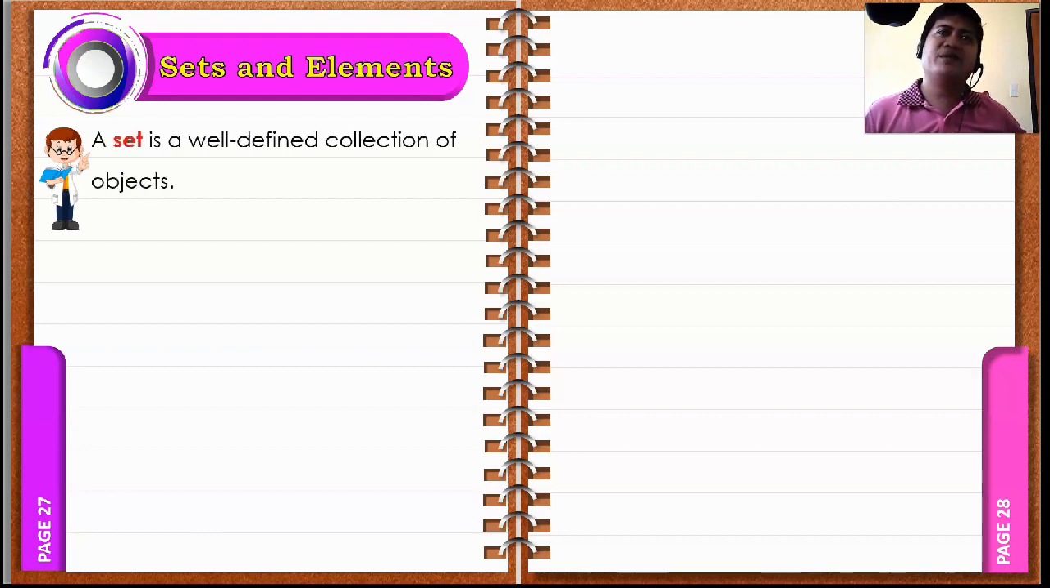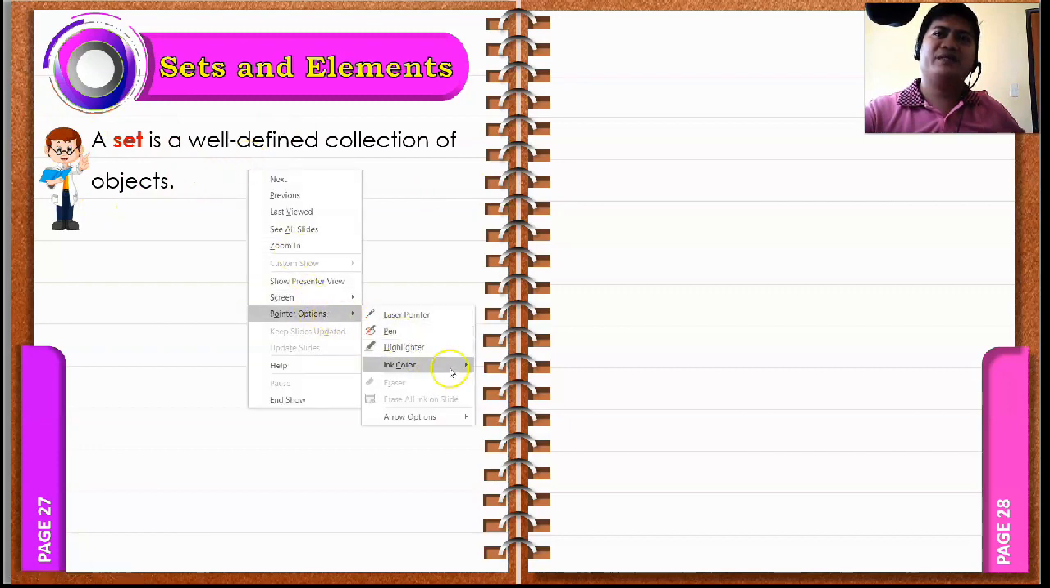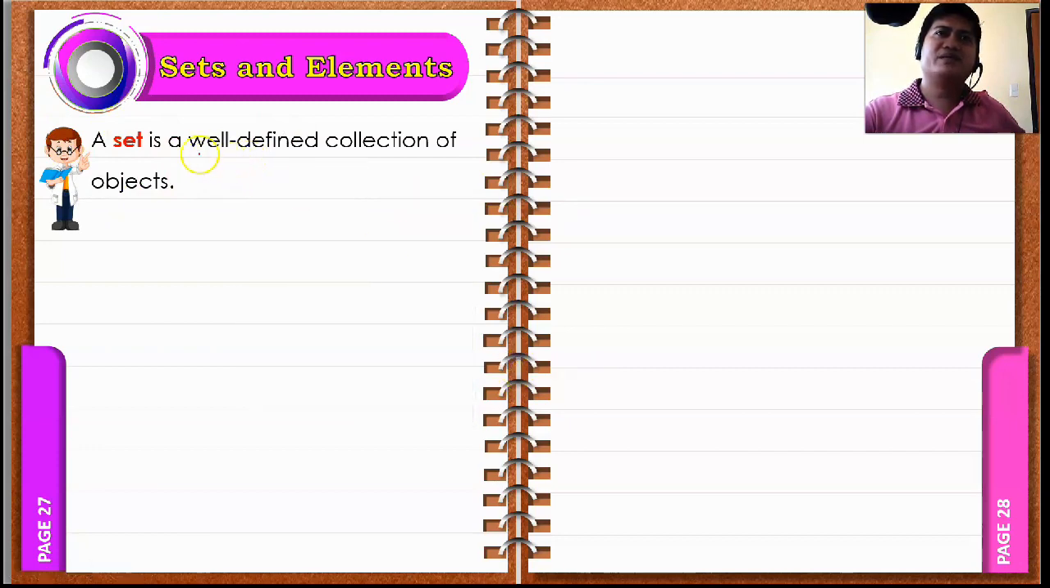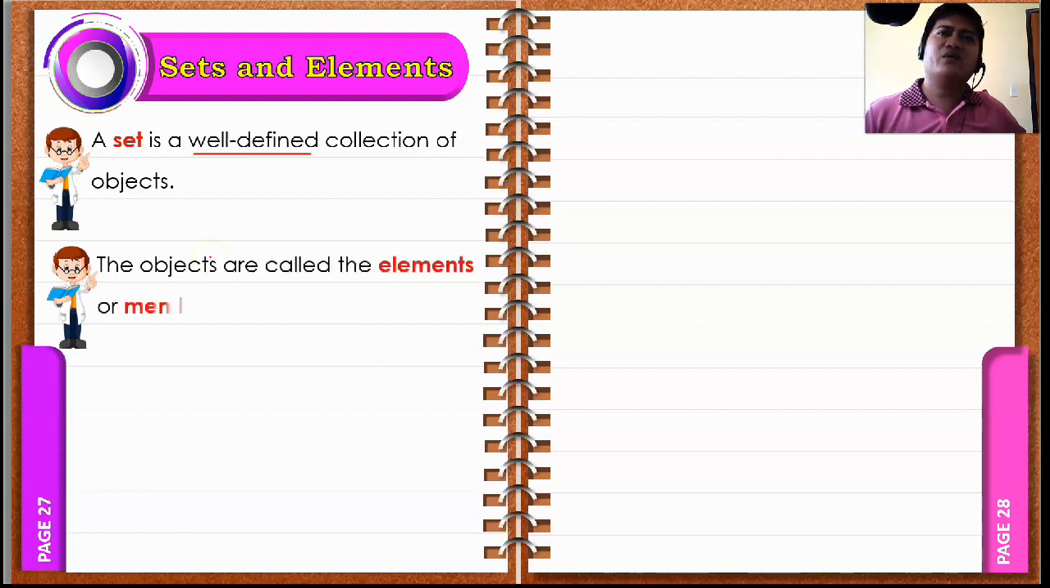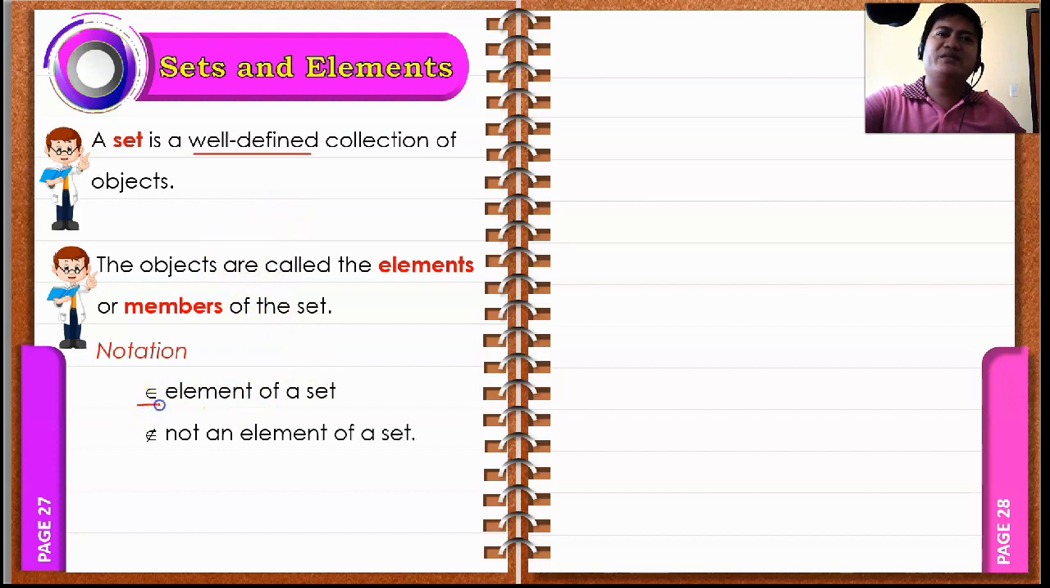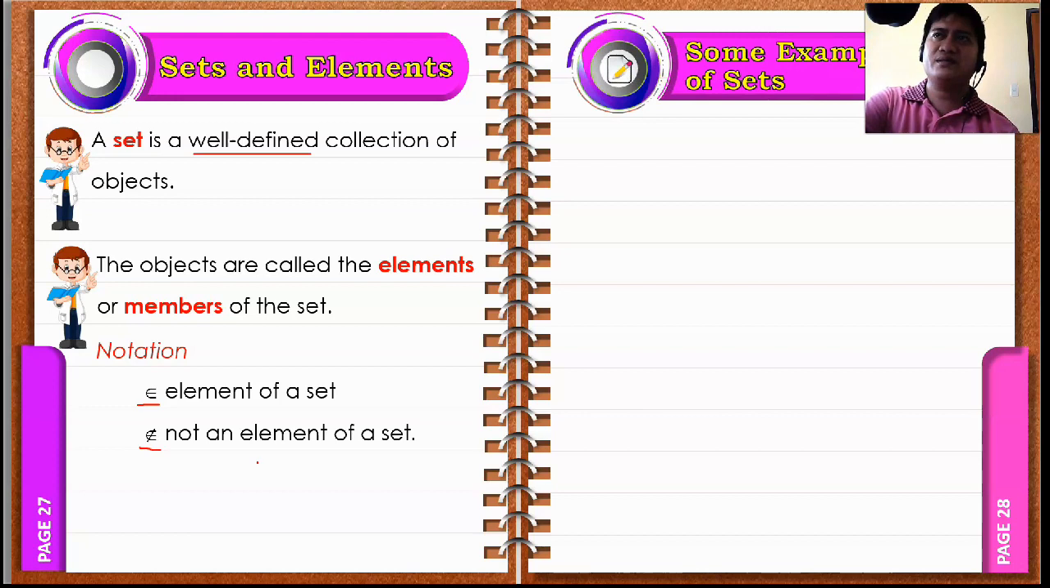So let's define a set. A set is a well-defined collection of objects. When we say well-defined, it should be completely defined. The objects are called the elements or the members of the set. This is the notation for an element of the set, while this other symbol stands for not an element of the set. So let's have the following examples of sets.